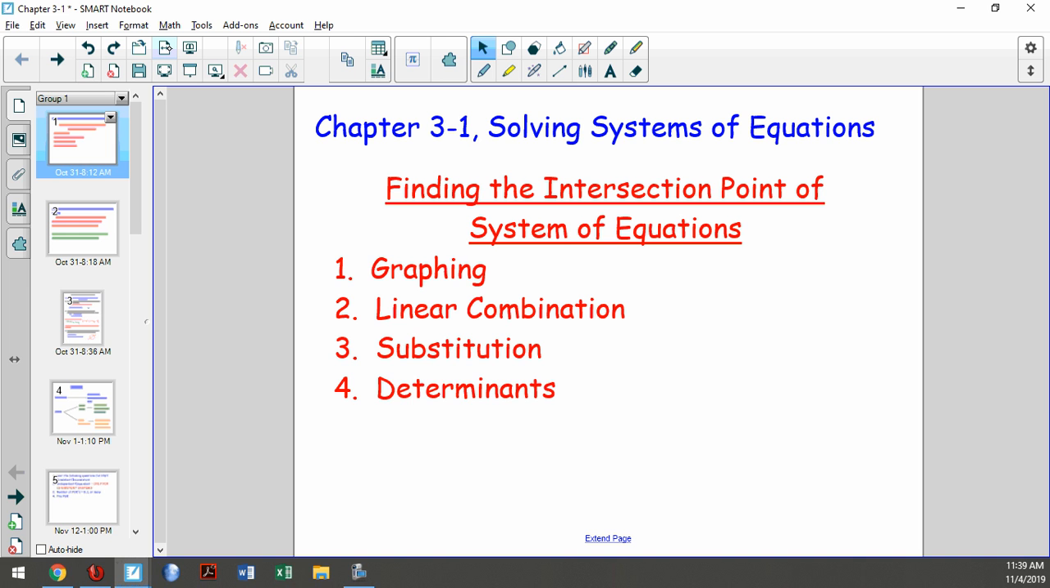Now, there are 4 different methods that you can find the point of intersection. It's done by graphing, linear combination, substitution, and determinants. We're going to learn all of them. The first one today is going to be graphical.